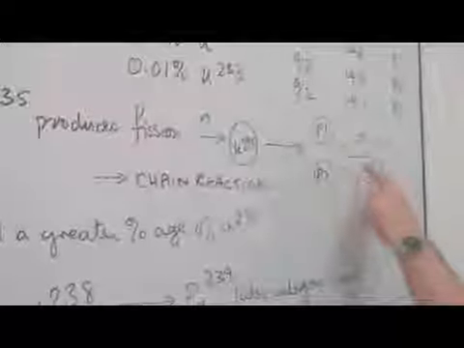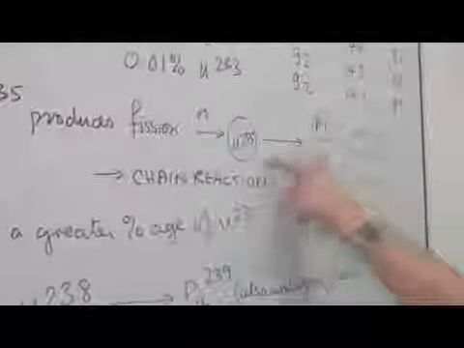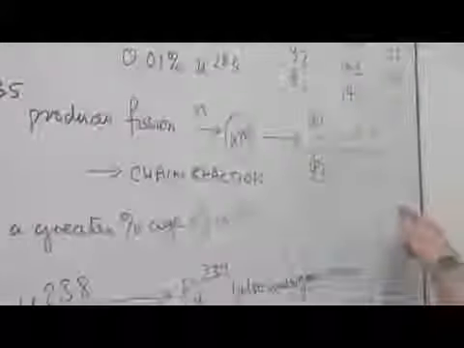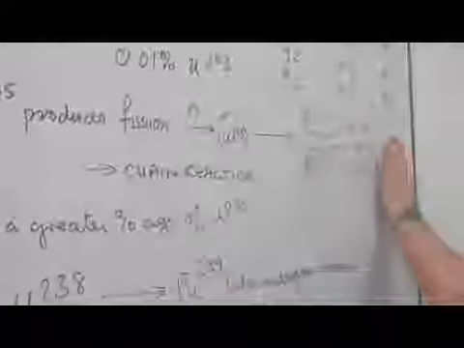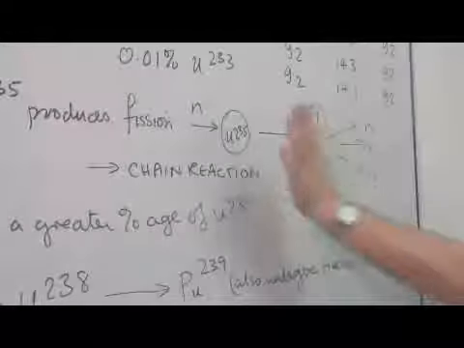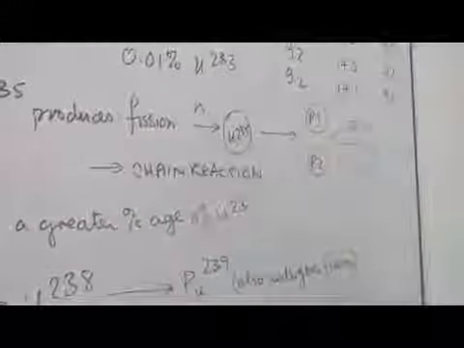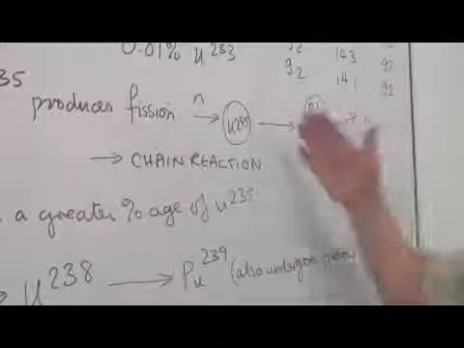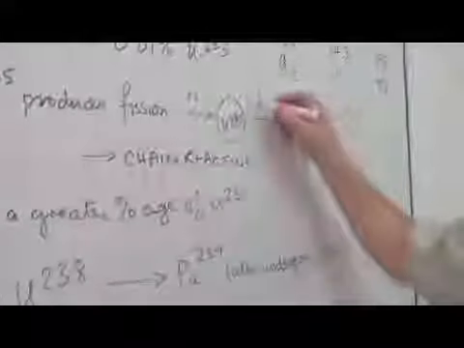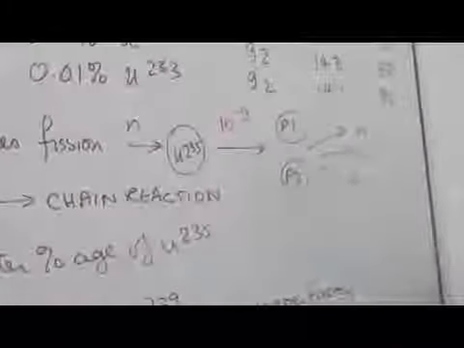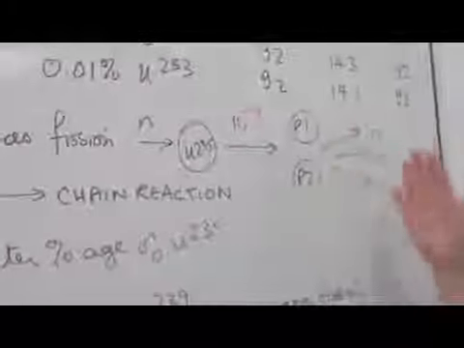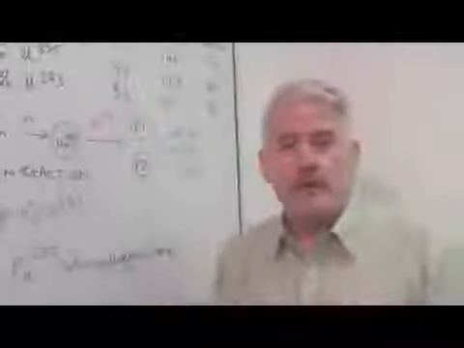The chain reaction is where these neutrons coming out hit other uranium-235 atoms and therefore produce further fission reactions. Considering this reaction takes 10 to the minus 9 seconds, that's a billionth of a second, you can imagine these reactions taking place one after the other produce a huge amount of energy.